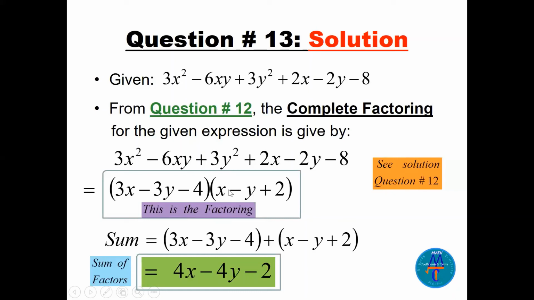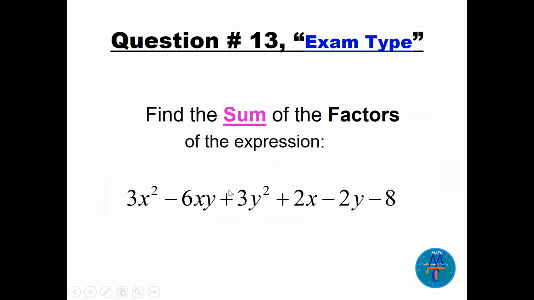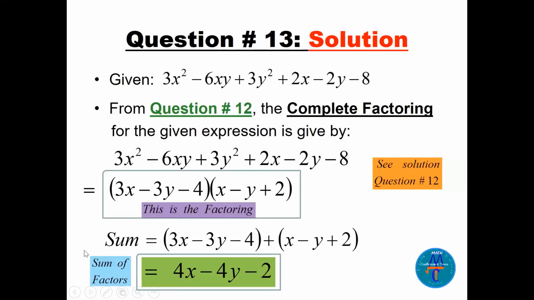In our question, in question 13, look at the question. Find the sum. So you have to do one more thing. You have to find the sum of the factors. You take this factor, you add another factor, you add them, just normal addition, like terms. 3x and x, 4x, minus 3y minus y is minus 4y, minus 4 plus 2 is minus 2. This is the sum of the factors.